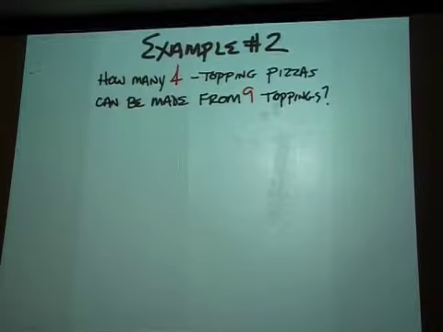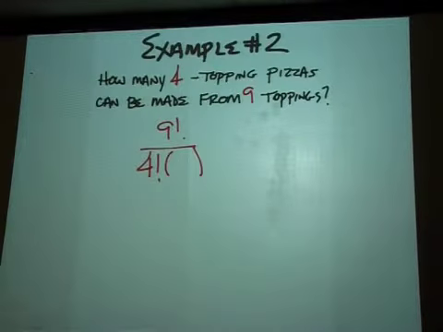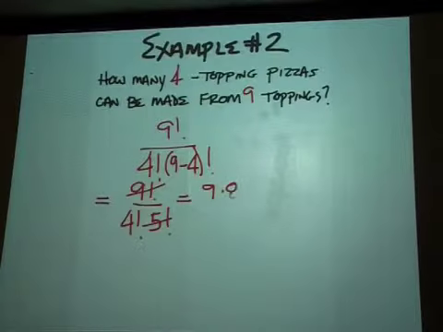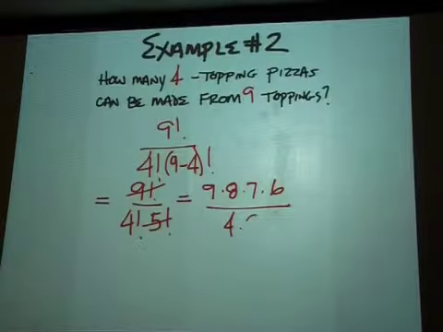How many 4-topping pizzas can be made from 9 toppings? We start with 9 factorial over 4 factorial times the quantity factorial of 9 minus 4. That will simplify to 9 factorial over 4 factorial times 5 factorial. You can plug it into your calculator or you can simplify it. 9 factorial over 5 factorial will cancel to 9 times 8 times 7 times 6. And on the bottom you're left with 4 times 3 times 2 times 1.